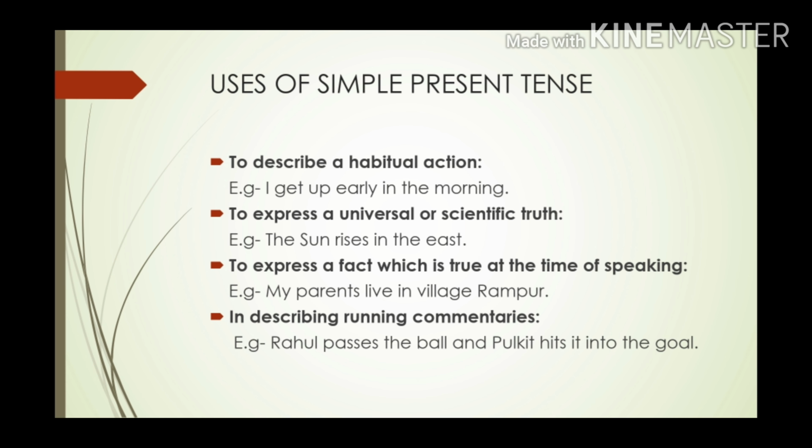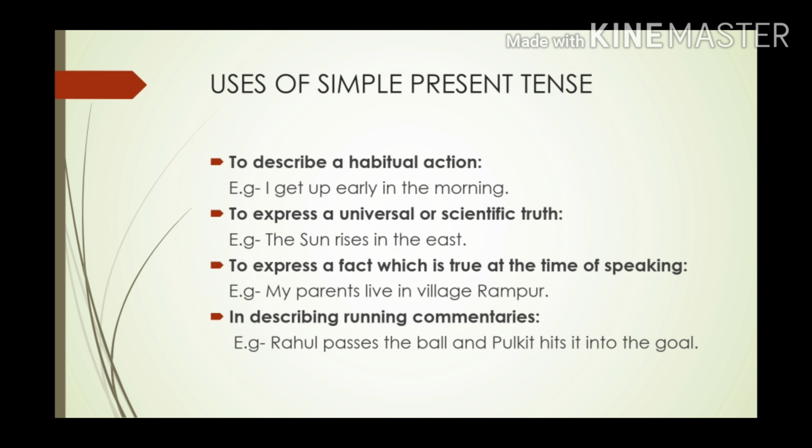Let's recapitulate it. Simple present tense tells us the general action in present. In this tense, we put s or es with the base form of the verb if the subject is singular, and we use only the base form of the verb if the subject is plural.